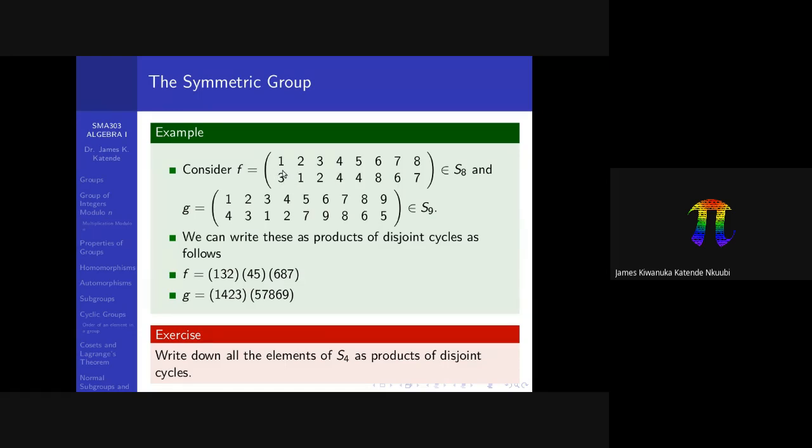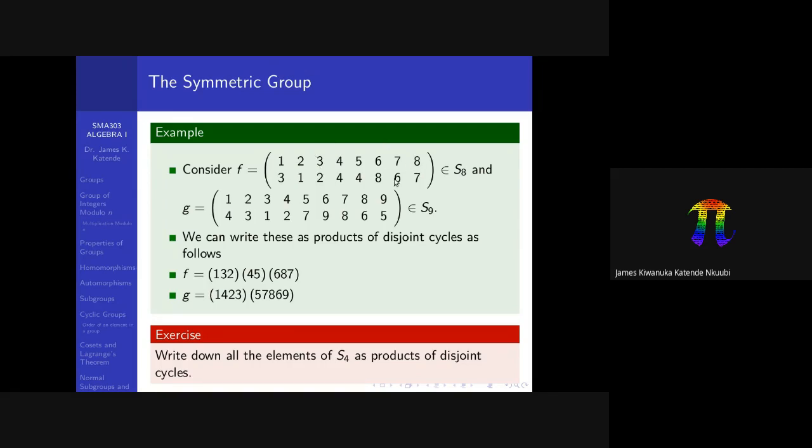So now I'm able to write this as a composition of 3 different permutations. Each of them is a cycle. So this is a cycle in S8 of length 3, 1, 3, 2. So it's a permutation which only moves 1 to 3, 3 to 2, and 2 back to 1, and leaves every other element fixed. Here is a function which sends 4 to 5 and leaves every other element fixed. And this one sends 6 to 8, 8 to 7, 7 back to 6, and leaves all other elements in S8 fixed.